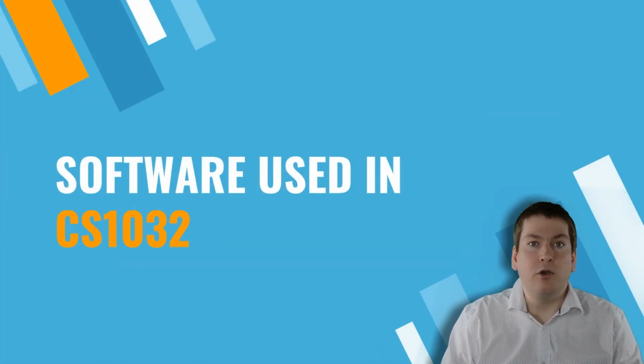In this video, we're going to take a quick look at the software that's going to be used in CS1032, as well as how you can get that set up on your own home computer. It is important that you make sure that your computer is compatible with the software that we'll be using, and it's your responsibility to make sure that's all working before we start in on any assignments in the course.